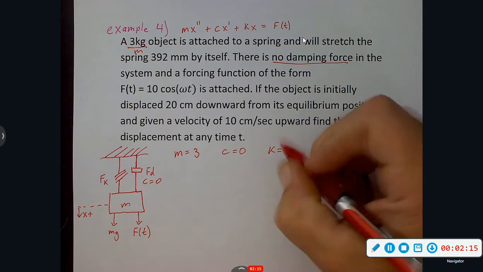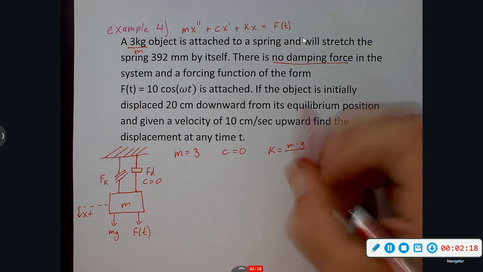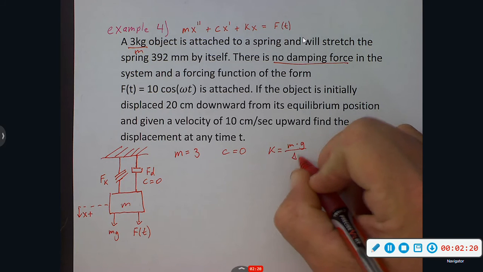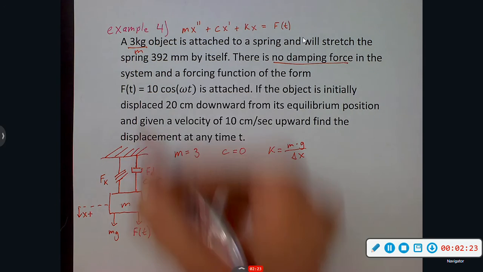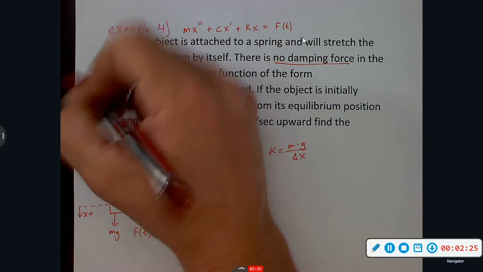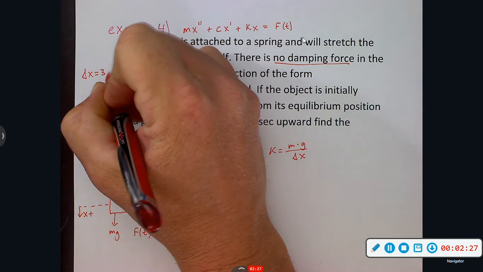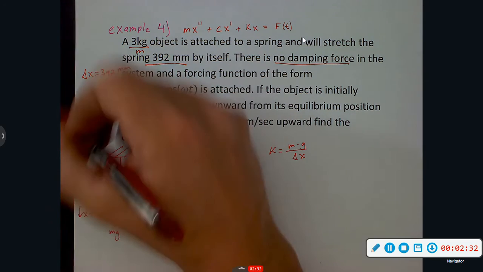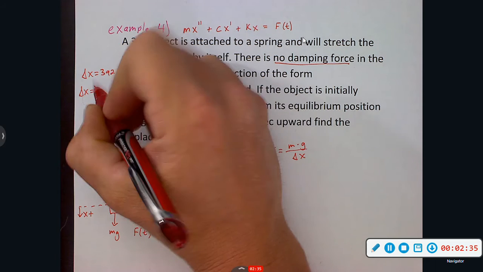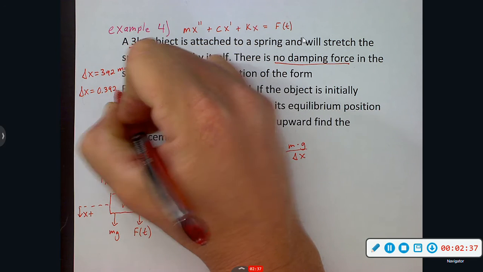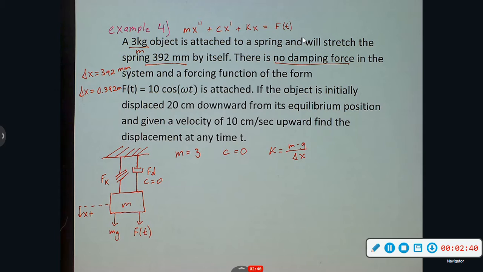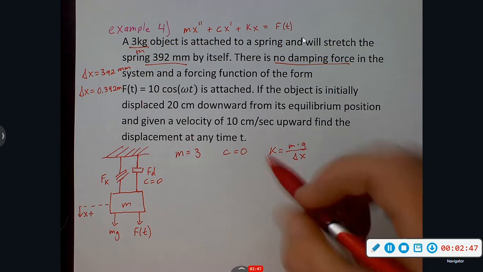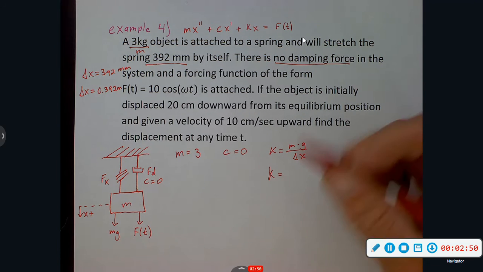K again, M times G over the change in X. So what is our change in X? Well, this time it's 392 millimeters. There are a thousand millimeters in 1 meter. Let's change it to meters. All right, so we're good. We have our change in X, how much the spring is going to stretch. Let's plug in our information.